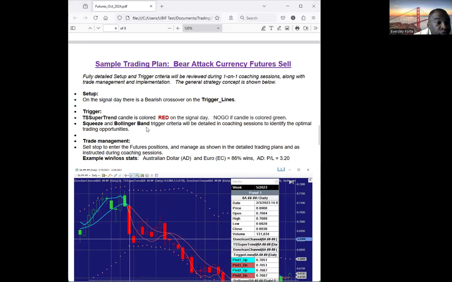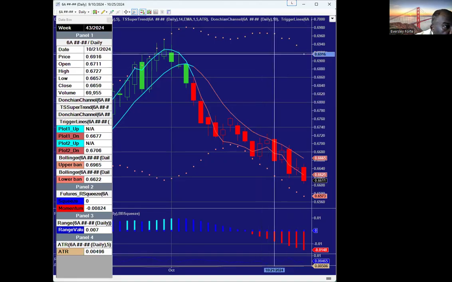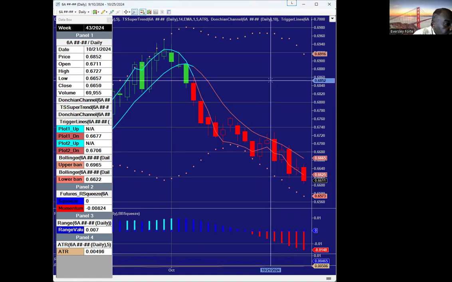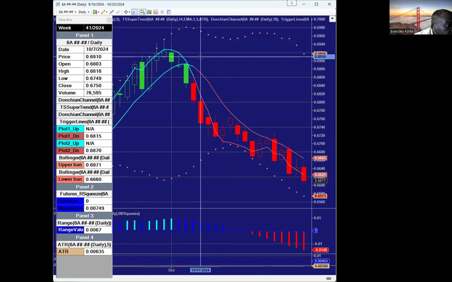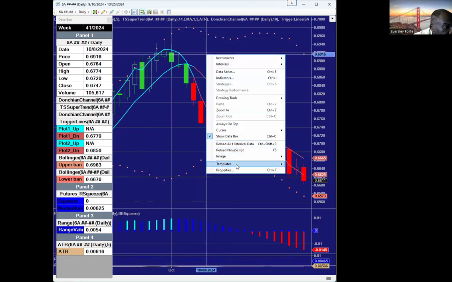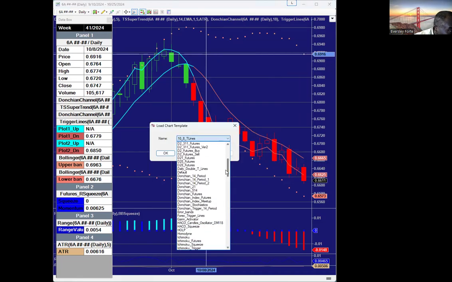All right, I'm going to switch over to the chart. I'm going to change the share. Okay. You should now be seeing the chart. And this is Australian dollar. I'm going to change this chart template, load, and I'm going to pull up the Danshin Index Futures template.